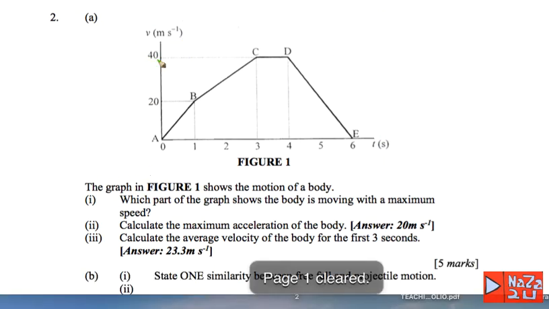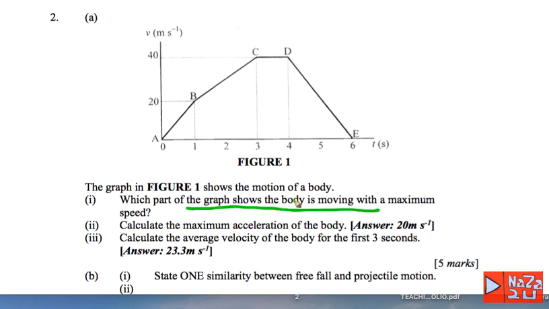Question number 1 asks which part of the graph shows the body moving at maximum speed. If you look at the graph here, the maximum speed is 40 meters per second, and it happens from 3 to 4 seconds, or from point C to point D. This is number 1.